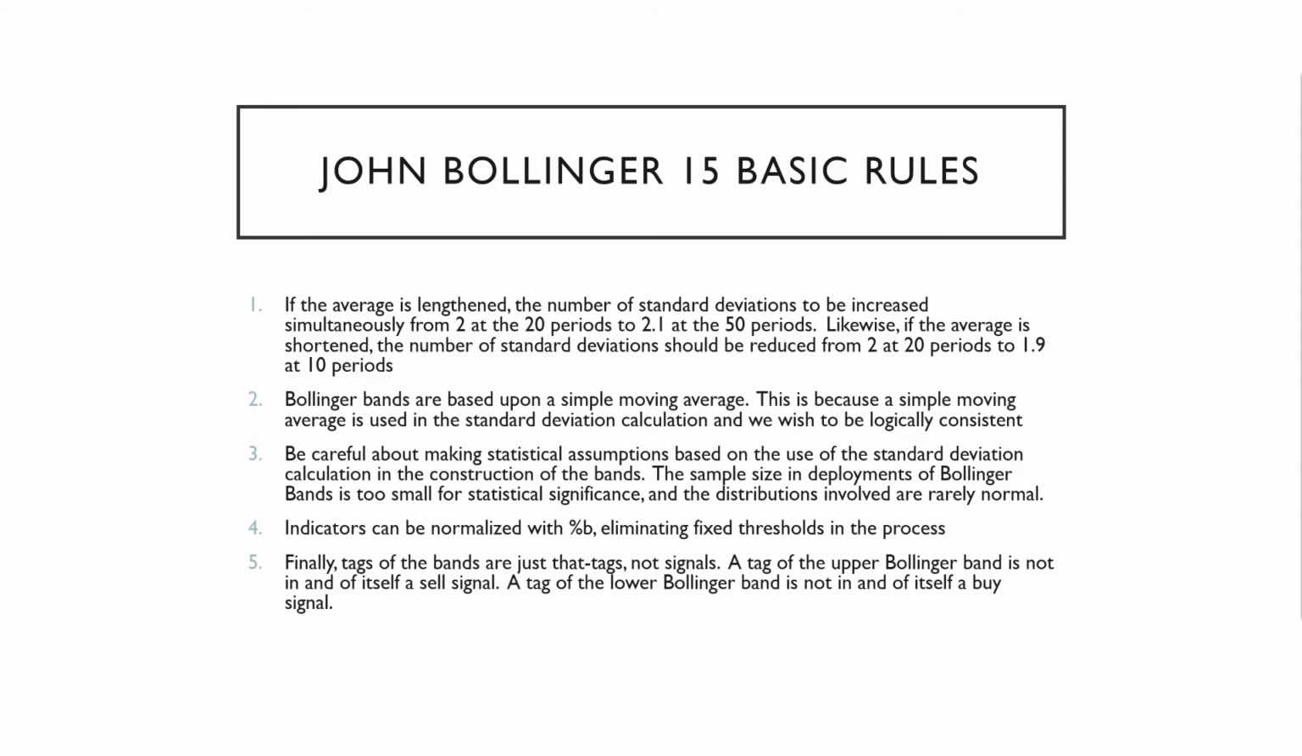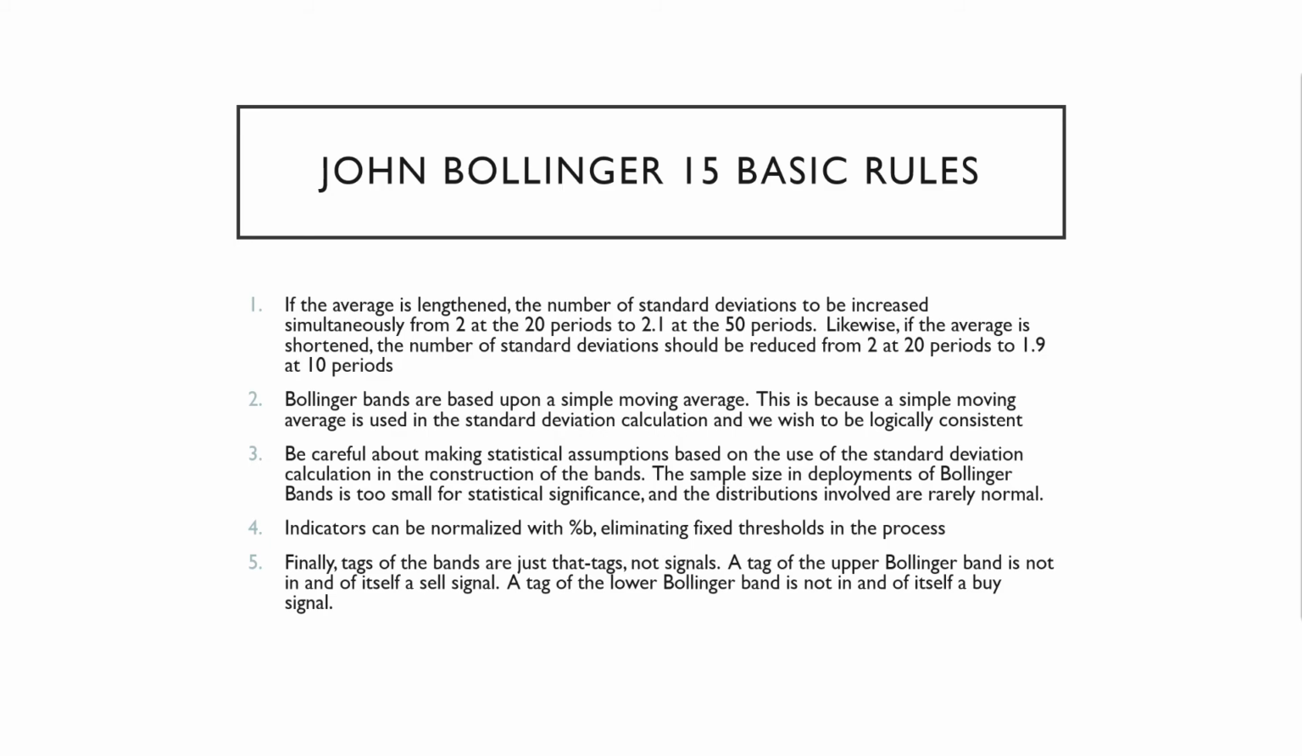Number 12, Bollinger Bands are based upon a simple moving average. This is because a simple moving average is used in the standard deviation calculation, and we wish to be logically consistent. He wants to be logically consistent across the board. Bollinger Bands have been around for a while. He's seen articles from other traders who've tweaked Bollinger Bands to use exponential moving averages, and they say it's better like that. That's their opinion, and no one's there to argue that.